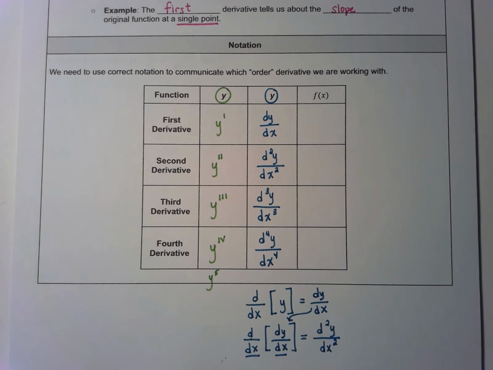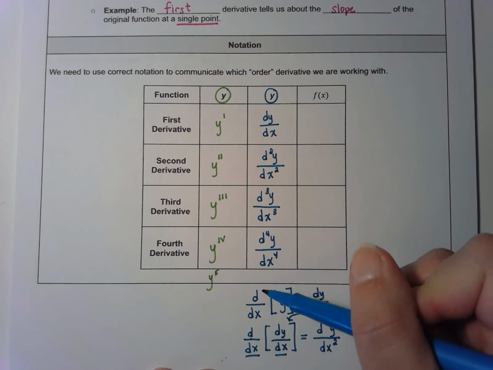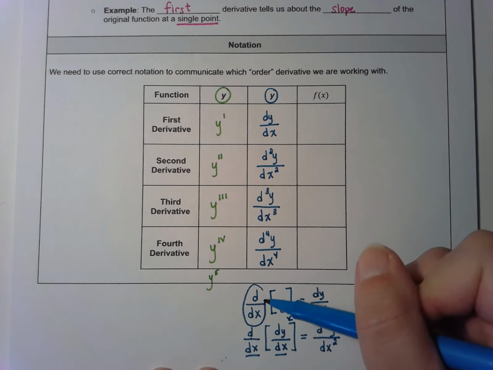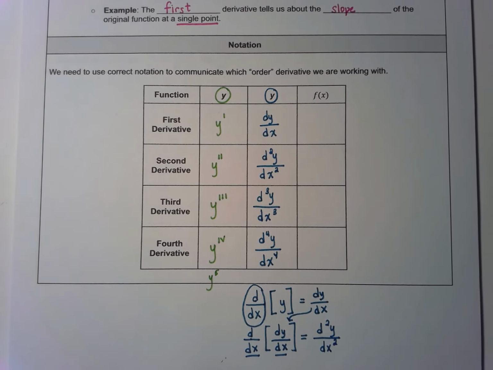And that's why those two numbers go in slightly different places, because it all comes from this notation, meaning derivative of whatever's coming inside that bracket.